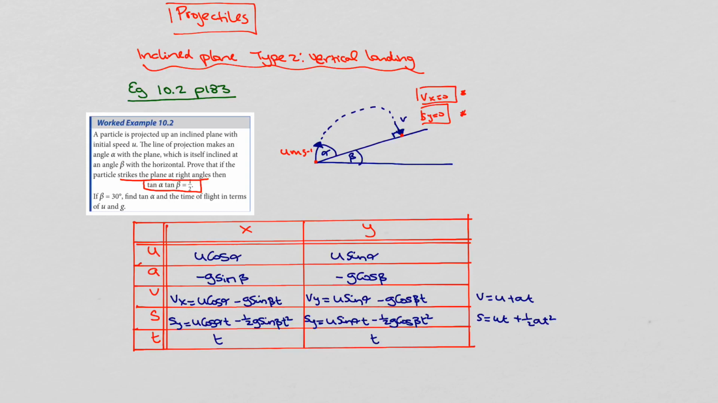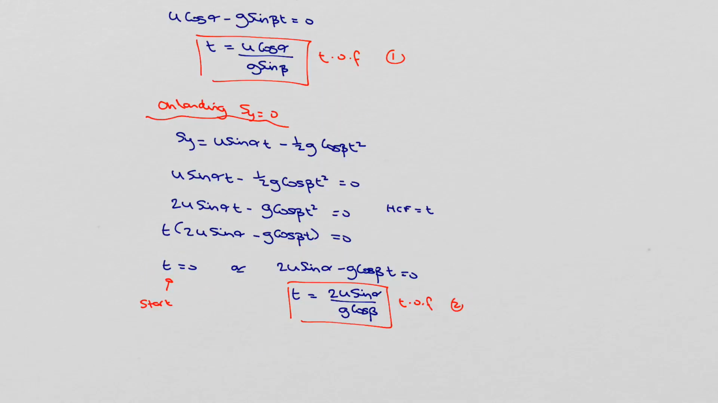So we have a second part of the question here, which is telling us if beta is equal to 30 degrees, that we have to find tan alpha and also the time of flight in terms of u and g. So we go and we say, well, what do we know about tan alpha, tan beta? Well, we know tan alpha, tan beta equals a half because we've just shown that. So we're given that beta is equal to 30 degrees.